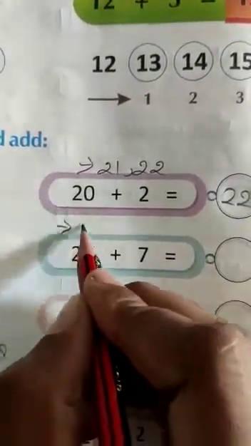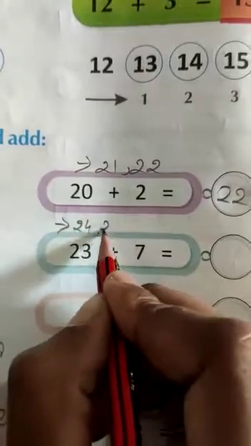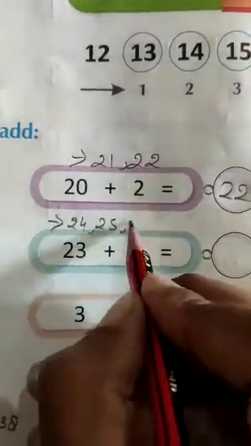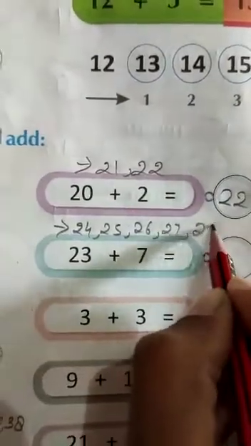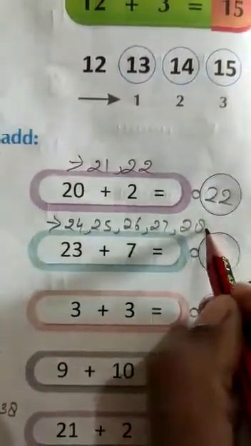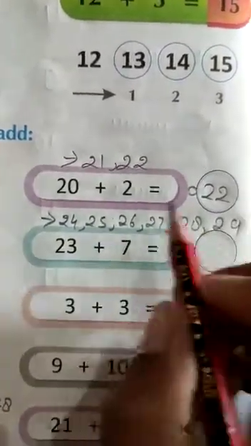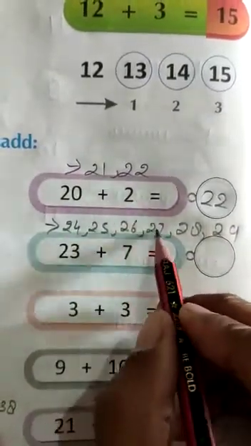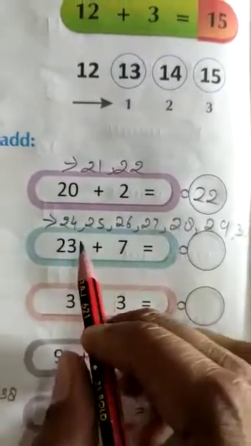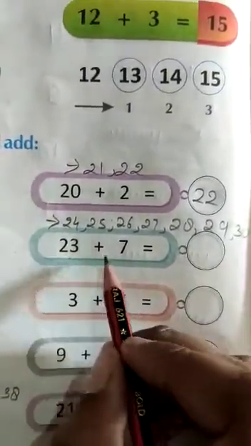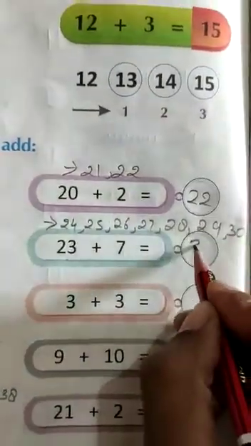23, 24, 25, 26, 27, 28, 29. 1, 2, 3, 4, 5, 6, 30. So student, 23 plus 7 is equal to 30.